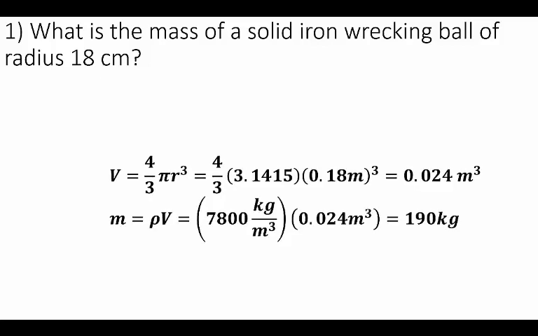Now combining what I got from a density table, 7,800 kilograms per cubic meter, times the volume of the iron that I just got, I'm going to get a wrecking ball mass equal to 190 kilograms.